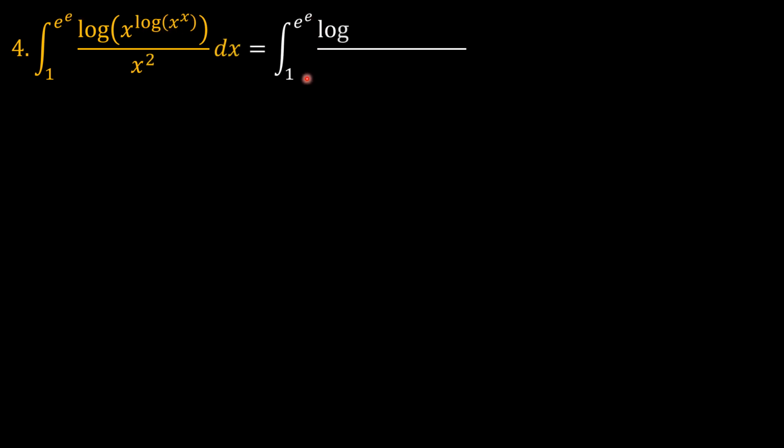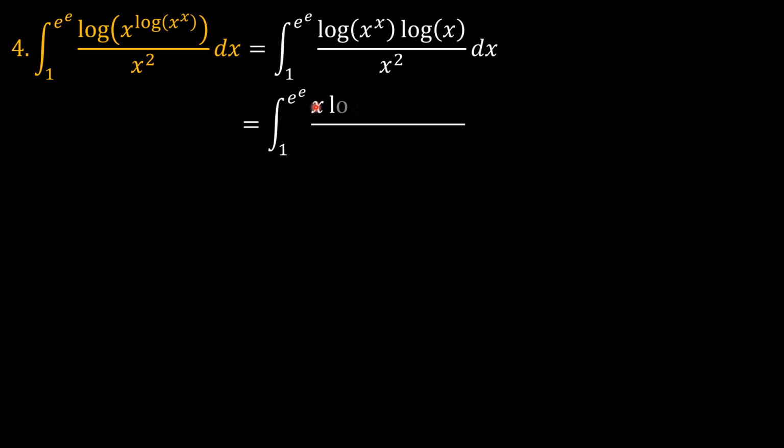Number 5, the definite integral from x equals 1 to x equals e to the power e of the natural logarithm of x to the power of the natural logarithm of x to the power x. So using the rules of logarithm, I would pull this power out. So we have the integral from x equals 1 to x equals e to the power e of the natural logarithm of x to the power x times the natural logarithm of x over x squared. Again, using the same rule, I'd pull x out. So I have x times natural logarithm of x times natural logarithm of x.